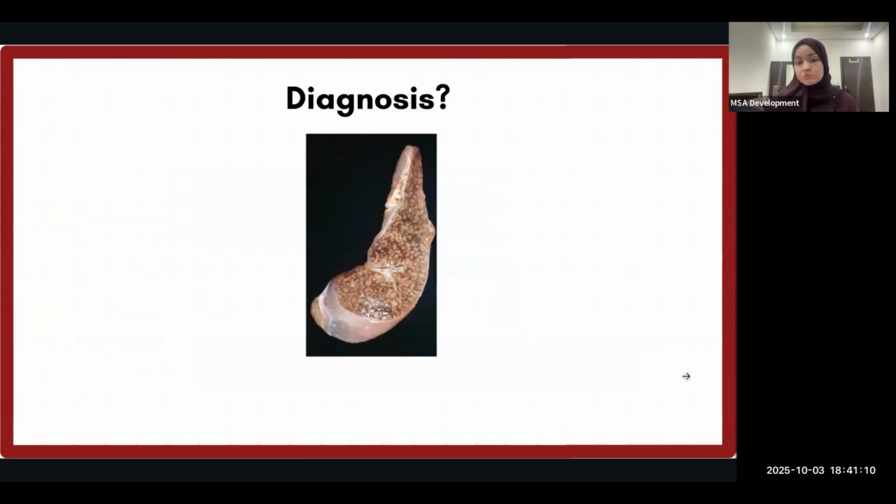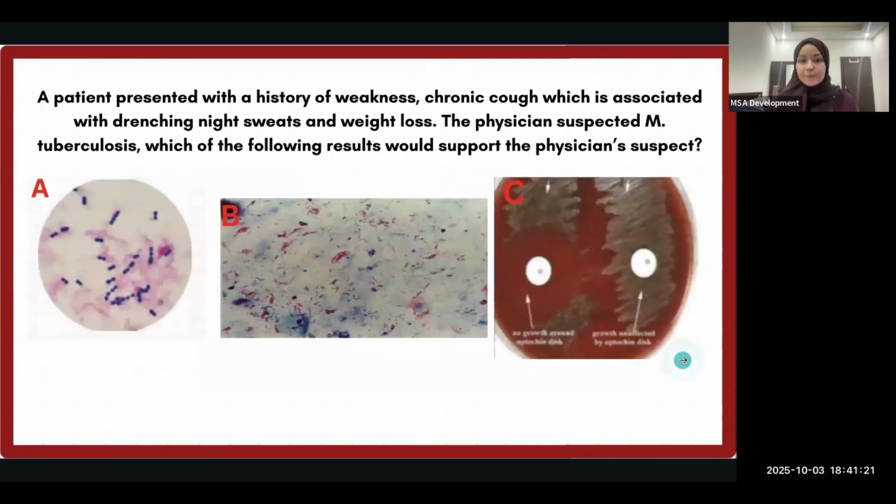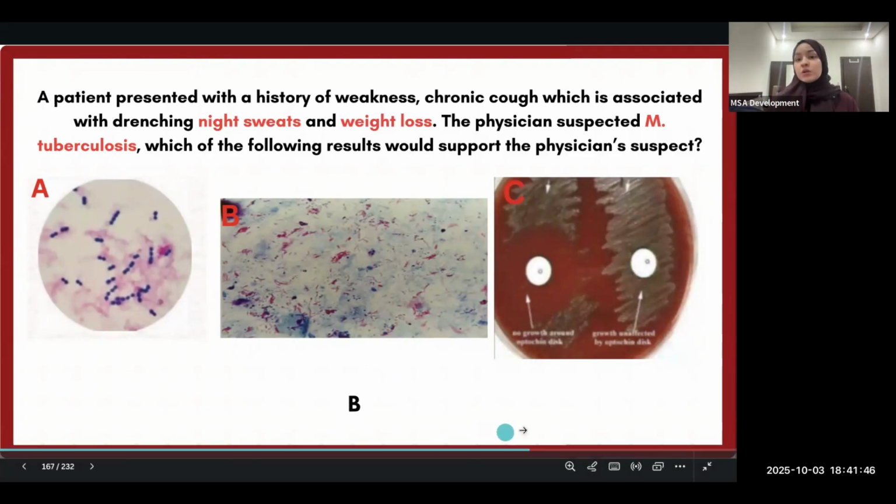Okay, so what is this? This is miliary TB or disseminated TB. So TB can spread through the lymphatics, and it can affect many different parts of the body, one of them being the spleen. Okay, a patient presented with a history of weakness. They have night sweats, weight loss, and the physician is suspecting Mycobacterium tuberculosis. What would support this suspicion of Mycobacterium tuberculosis? Which finding specifically? B. B is the acid-fast or Ziehl-Neelsen stain of TB.